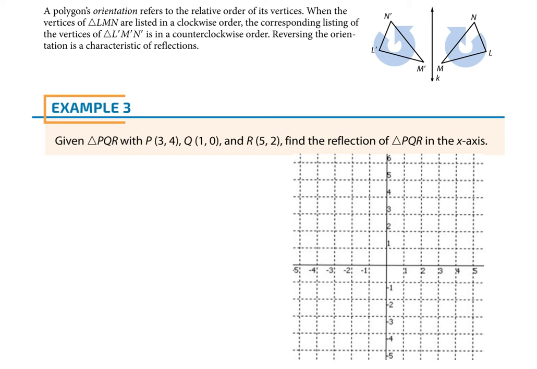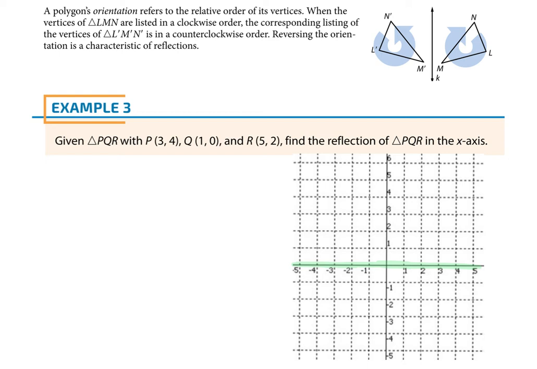So let's look at example 3 in your book. Given PQR, and they've given us the coordinates for PQR, 3, 4, 1, 0, and 5, 2, find the reflection in the x-axis. So what they're telling us is we are going to take the x-axis, which is right here, and reflect across it. We should be the same distance on either side of it. The first thing we're going to do is graph these points.